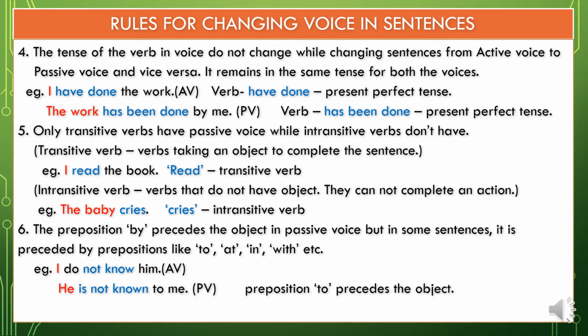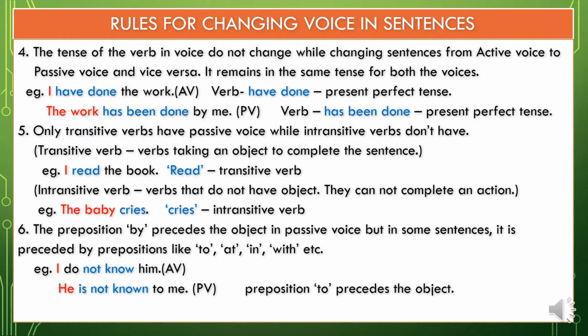Now look at rule number 5. Only transitive verbs have passive voice, while intransitive verbs don't have. Remember this. Now, what are transitive verbs? Transitive verb kunburok koa hoy? Verbs taking an object to complete the sentence. So, a transitive verb is a verb that takes the help of an object to denote a meaning. A verb without object is known as intransitive verb, and only transitive verbs can be changed. The voice of only transitive verbs can be changed.